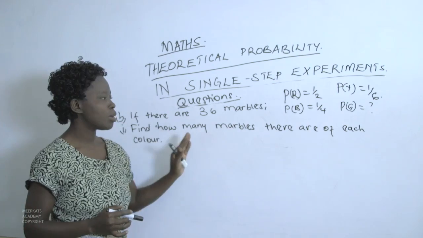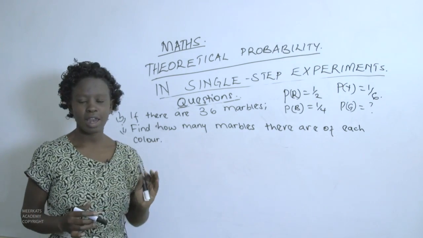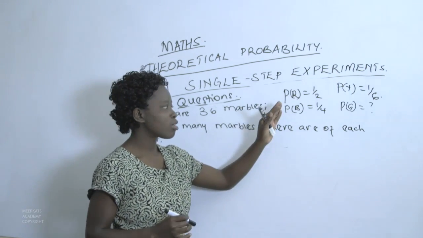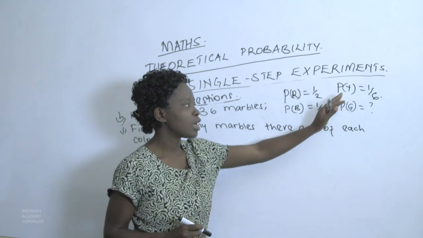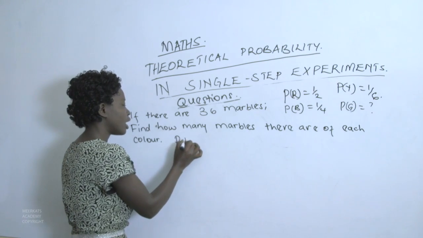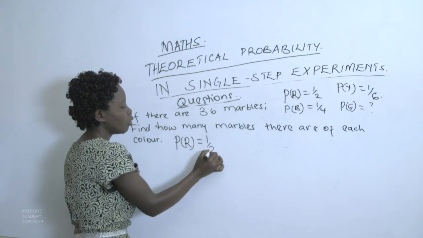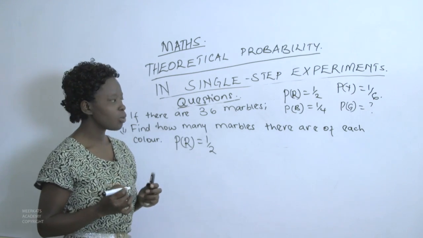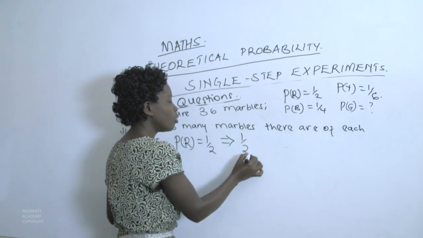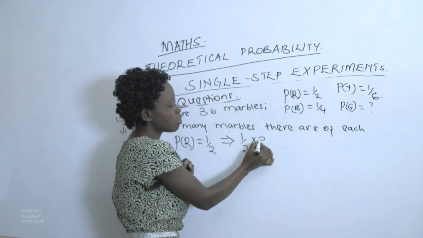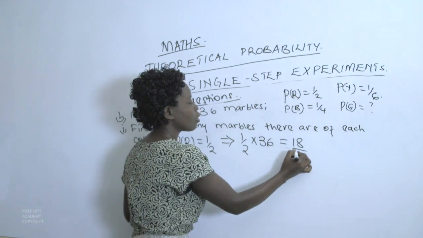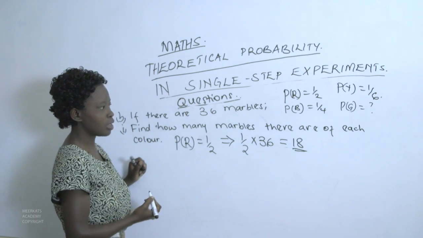We need to find how many marbles there are of each color. So we find out how many marbles are red in color, how many are blue, how many are yellow, and how many are green. So the probability of red was 1/2. And if the probability is 1/2, then the red marbles in this given bag will be obtained by 1/2 multiplied by the total number of marbles, which is 36. So 1/2 times 36 is 18. So we get that red marbles in this bag are 18.